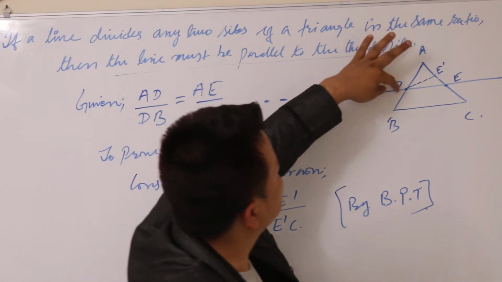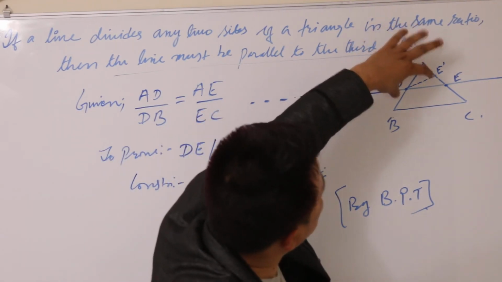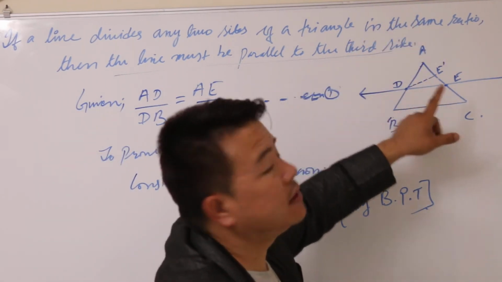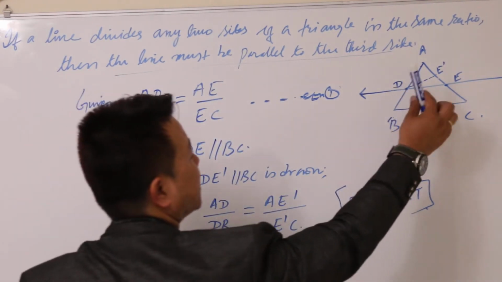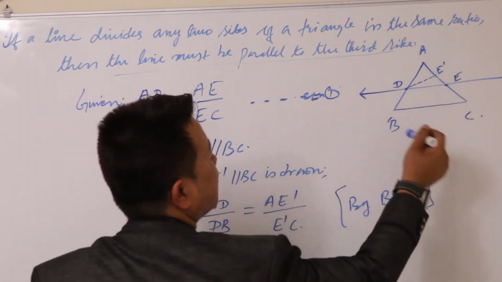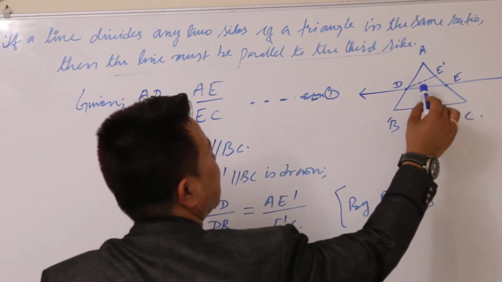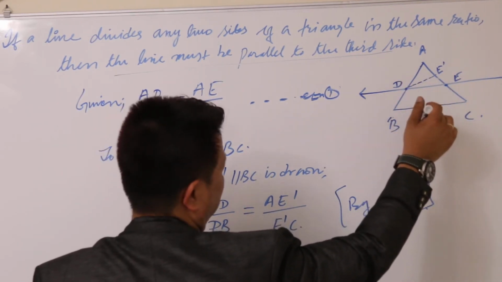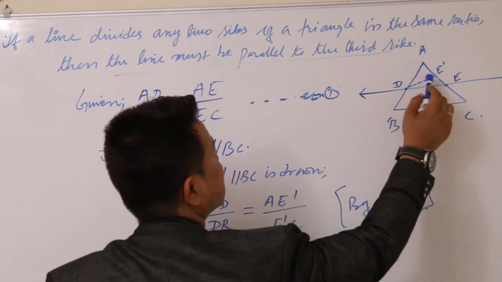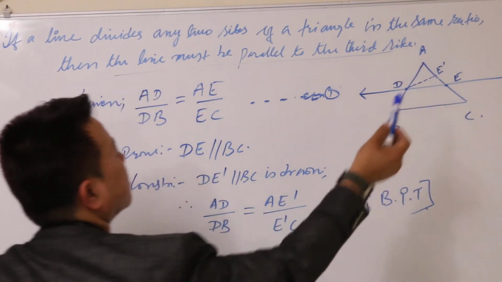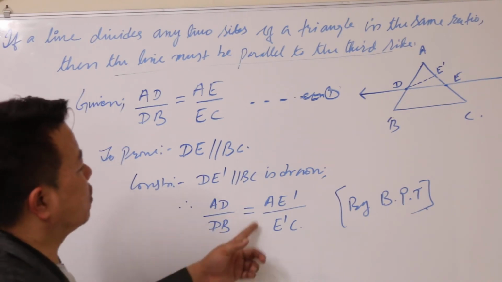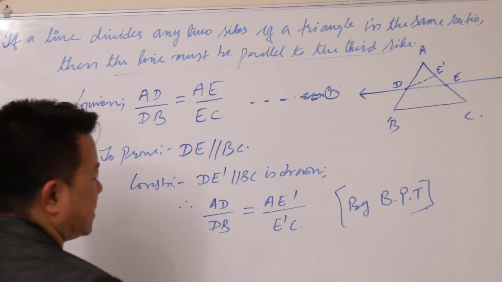Any line drawn parallel to the third side divides the other two sides in the same ratio. That is already proved. So here we have an imaginary line DE parallel to BC. That means DE divides these two sides in the same ratio: AD by DB is equal to AE' by E'C.